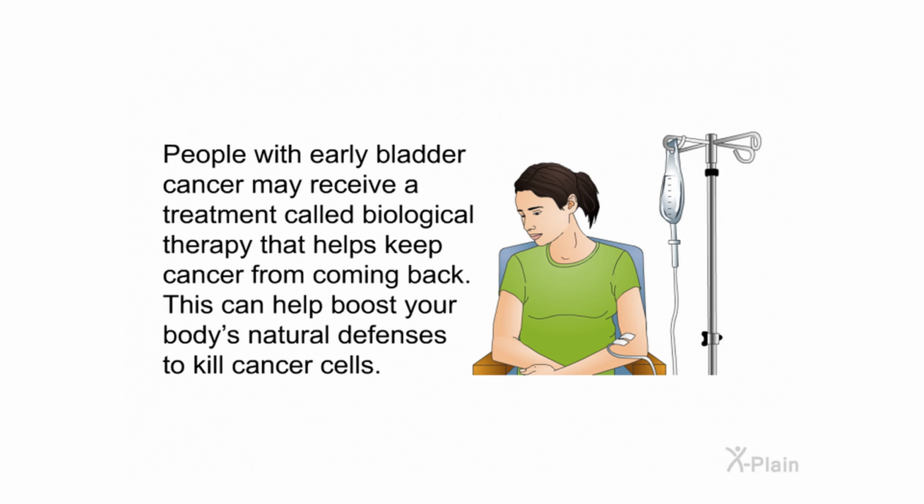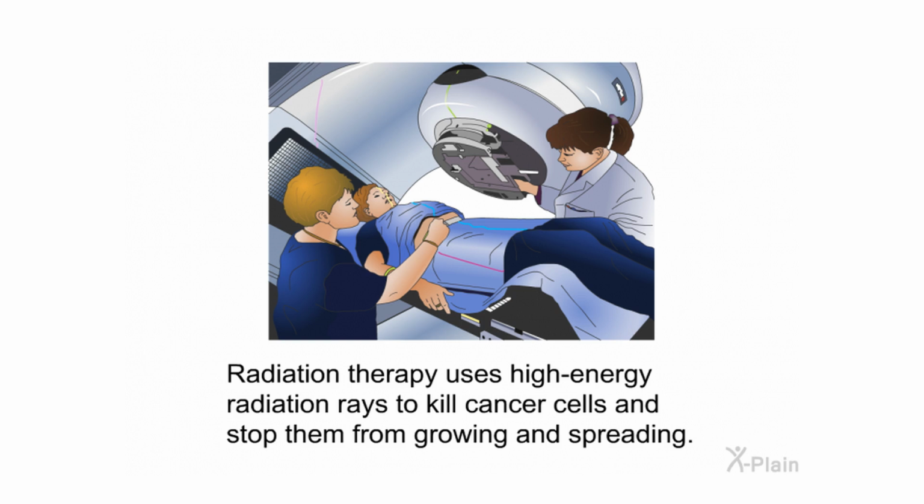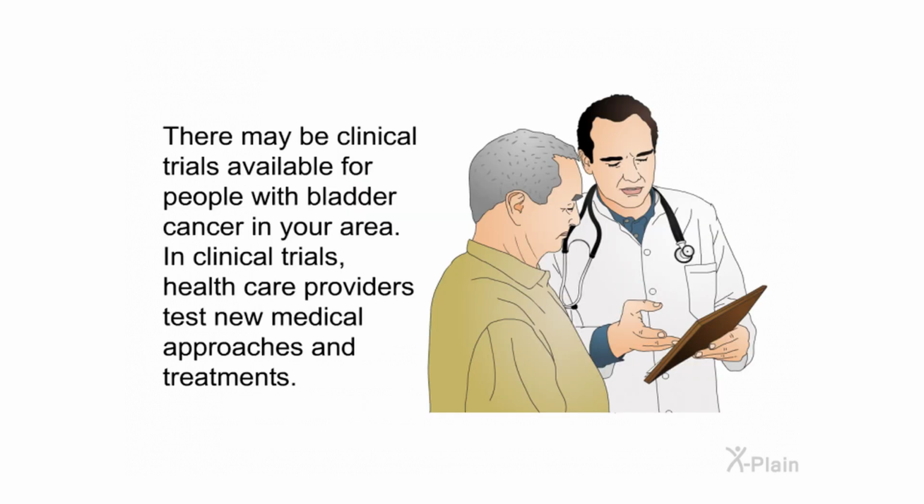People with early bladder cancer may receive a treatment called biological therapy that helps keep cancer from coming back. This can help boost your body's natural defenses to kill cancer cells. Radiation therapy uses high-energy radiation rays to kill cancer cells and stop them from growing and spreading. There may be clinical trials available for people with bladder cancer in your area. In clinical trials, healthcare providers test new medical approaches and treatments.